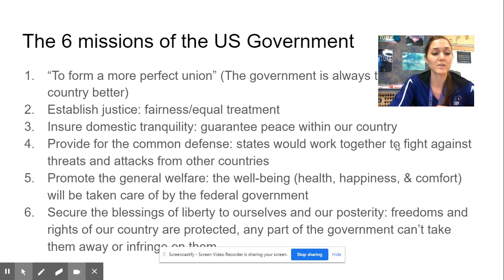All right, last one, secure the blessings of liberty to ourselves and our posterity. So freedoms and rights of our country are protected, and that'll be passed down from generation to generation, and the government can't do anything to take that away. So A, B, C, D, or F on that one.